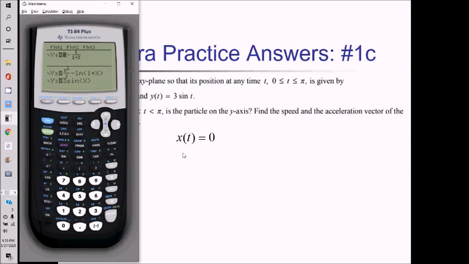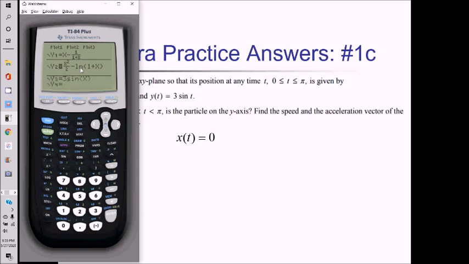So I'm back in my y equals for this, and you'll notice that the x of t function, which was t squared over 2 minus ln of 1 plus t, I put that in my y2 because I needed it for part b, but now I need it again. I want to graph this out and figure out where this y2 function hits the x-axis. So let me deselect y1 and also y3. I don't want to graph those. I'm just going to graph this one.